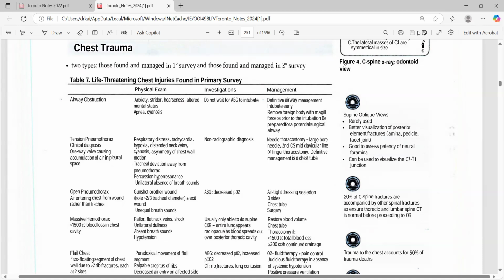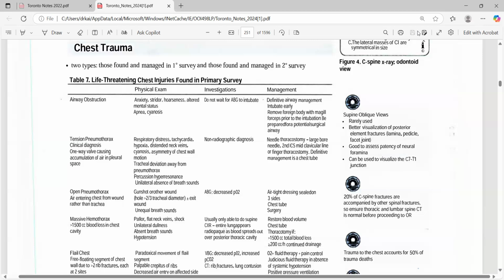Do not wait for ABGs. Although we send for ABGs, we don't wait for them. Definitive airway management: intubate early if indicated, and remove a foreign body with Magill forceps. So there's a forceps that we use. Proceed to intubation, and be prepared for a potential surgical airway.